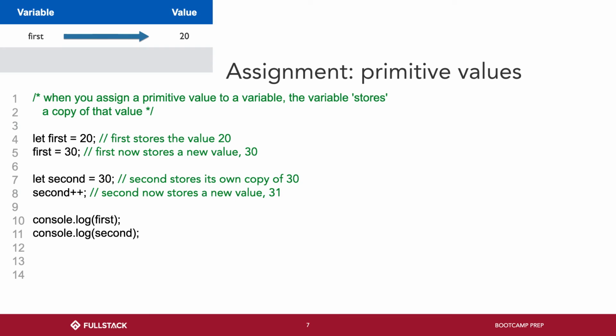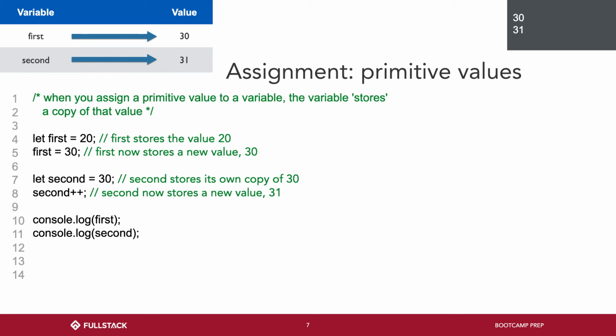So, when you assign a primitive value to a variable, the variable stores a copy of that value. Let first equal 20. First stores the value 20, right? The variable stores the value. First equals 30. Now first stores a new value, 30, okay? And then we say let second equal 30, and then we do second plus plus. Second now stores a new value of 31, okay? And we console.log first and console.log second, we get 30 and 31.